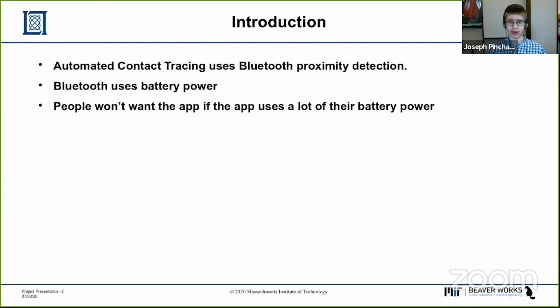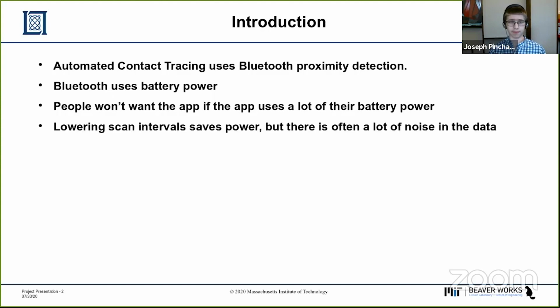People always want more battery life out of their phones, and if this app takes a noticeable amount of their battery, users will not want the app. They might uninstall the app, not run the app, not allow the app to share their data, and they will most likely also complain about the app. This would not allow for Bluetooth-based contact tracing to be brought to its full potential.